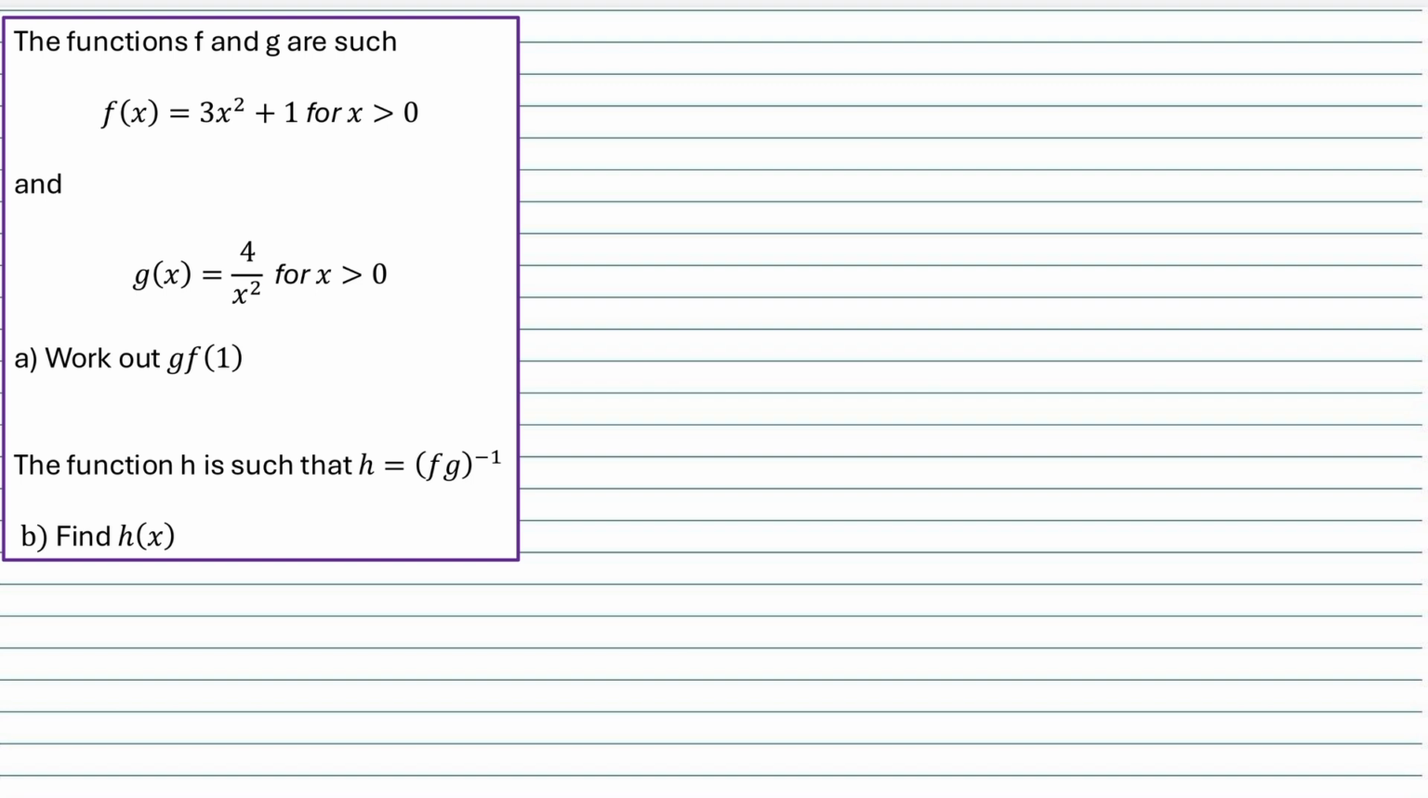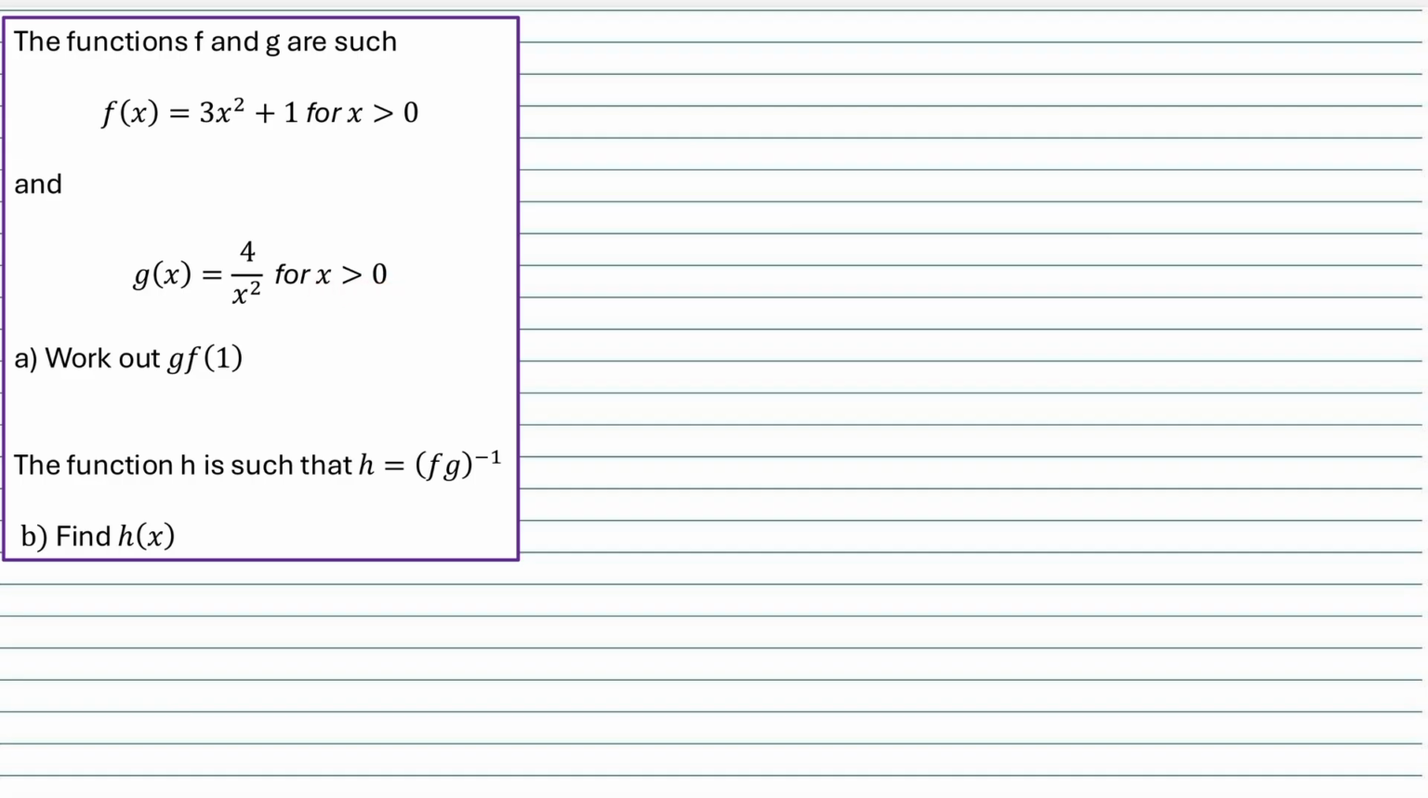Hi everybody. So here we've got a GCSE grade 9 question on function notation. We've been given the functions f and g, so now f of x is 3x squared plus 1 when x is greater than 0, and g of x is 4 over x squared when x is greater than 0.